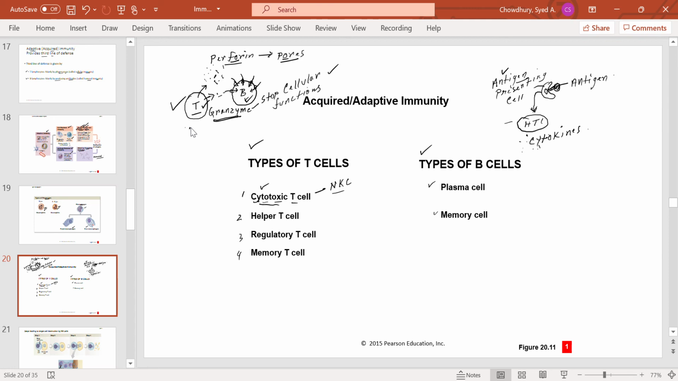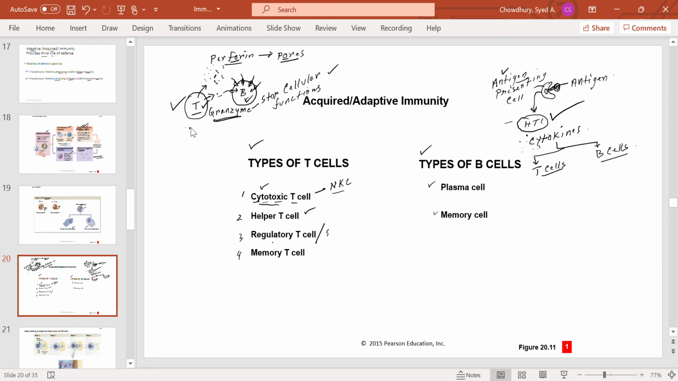Okay, and the cytokines will then do what? They will activate both cellular and humoral immunity. That means they will activate the T cells as well as the B cells. When the T cells are activated, they will destroy. When B cells are activated, they will secrete antibodies and destroy the antigens, right? So that's how the helper T cell works, to destroy the antigens.